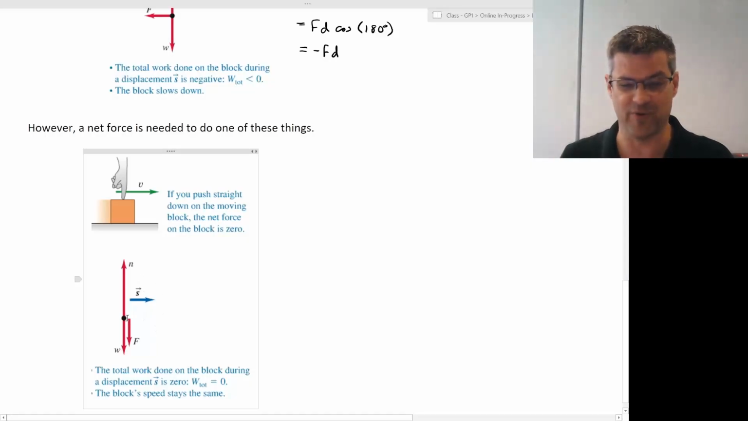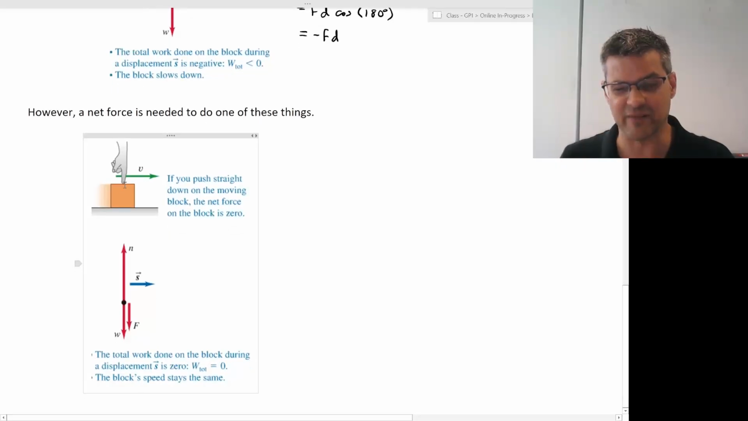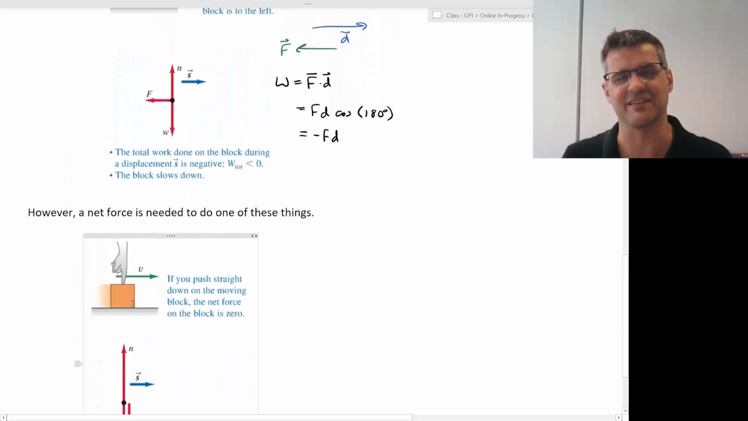There's no net force here. The normal force is now just balancing F and W, but there's no net force. That means there's no net work, which means there is no change in kinetic energy as this system evolves. Pushing down on the block like this can't speed up the block, and it can't slow down the block, unless we have friction, and then all of a sudden this free body diagram doesn't apply, right?